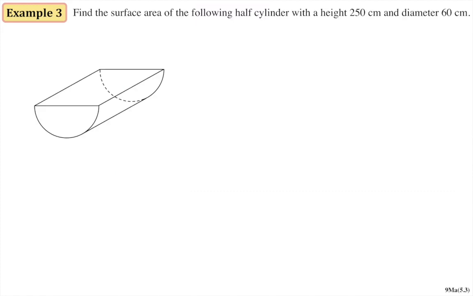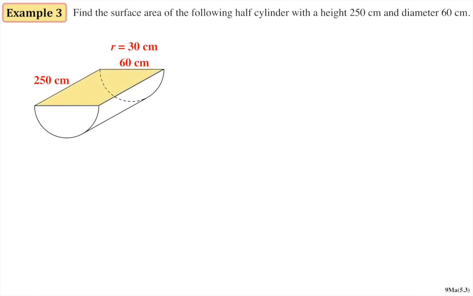Let's look at our next example. This is actually a half cylinder. Now when you have a half cylinder, you've got to be careful because it actually adds a slightly new dimension to the question. When I look at this particular question, I actually have the height, so that's the distance from the front semicircle to the back semicircle. The height's 250 centimetres. The diameter is 60 centimetres, so that's all the way across there, which means the radius is 30 centimetres.